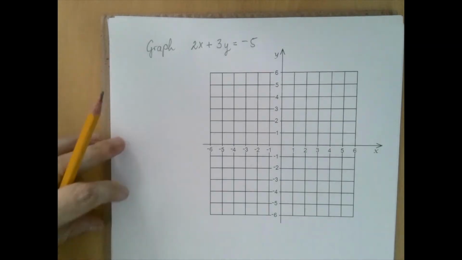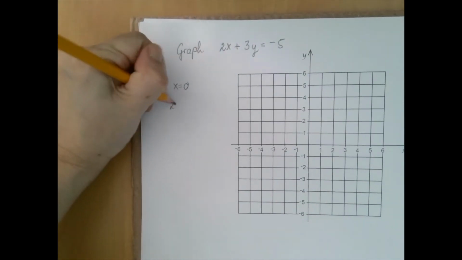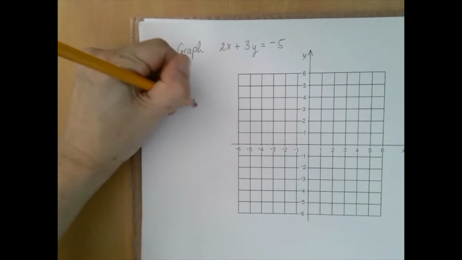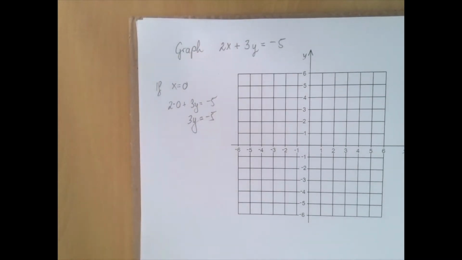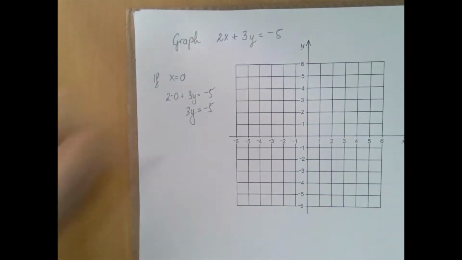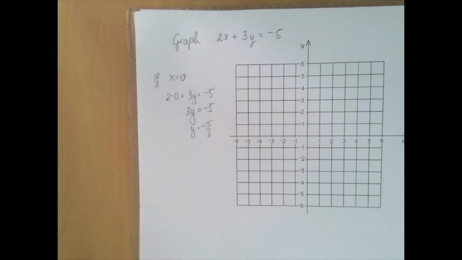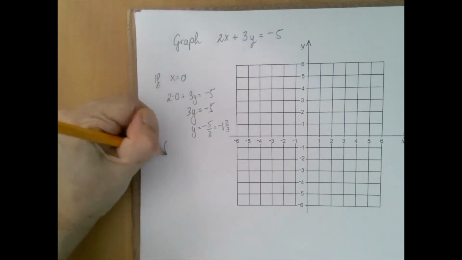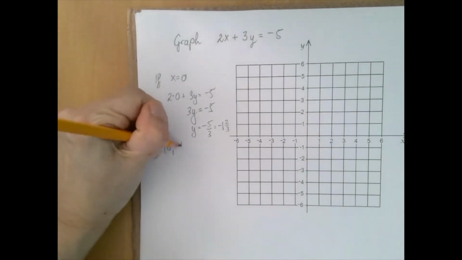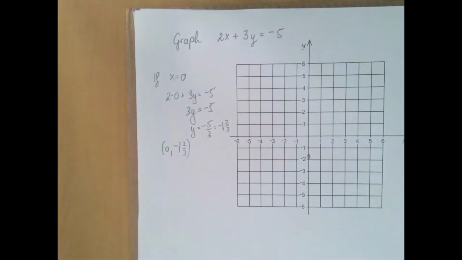This is because if we put in x equals 0, then we get 2 times 0 plus 3y equals negative 5. That's the same as 3y equals negative 5. We solve for y. So y is negative 5 over 3, which is the same as negative 1 and 2/3. So what we found is the point 0, negative 1 and 2/3. That's not a very pretty point because the second coordinate is not an integer.